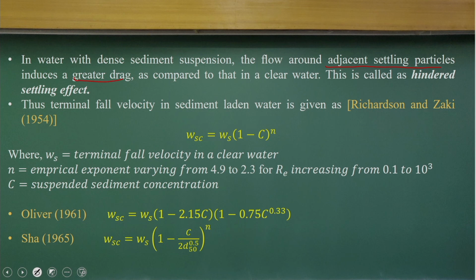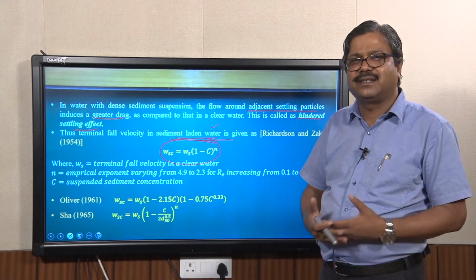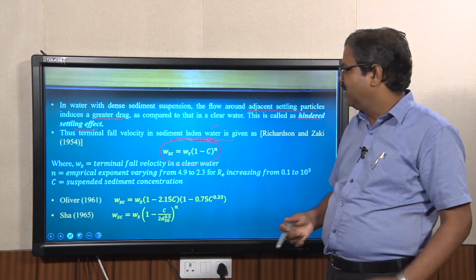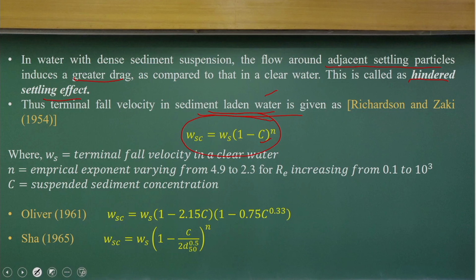More drag force will be there, and the more the concentration of sediment particles, the more the drag force. That is what we define as the hindered settling effect. Through a series of experiments, it was also developed that you can modify this terminal fall velocity for sediment-laden waters, like when you have a mud flow or flash floods, when a lot of sediment comes. At that time, for the settling velocity, or terminal velocity, we should consider the correction factor for the sediment concentration.